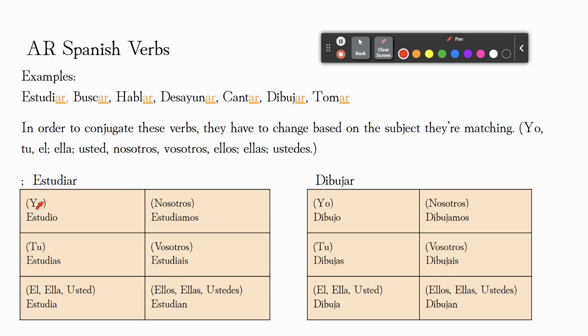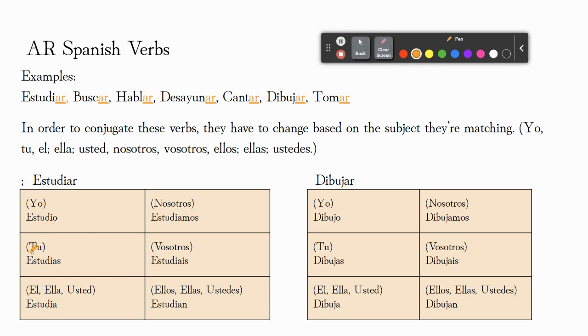Now, conjugations usually follow the same type of pattern. So here we have two examples, estudiar and then dibujar. Now for the yo form of estudiar, we have estudio, which ends in an O, as you can see here. And then for dibujar, it's dibujo, which ends in O. Basically, for most of these words, the yo form follows the same pattern. Yo estudio, yo busco, yo hablo, yo desayuno, canto, dibujo, y tomo.